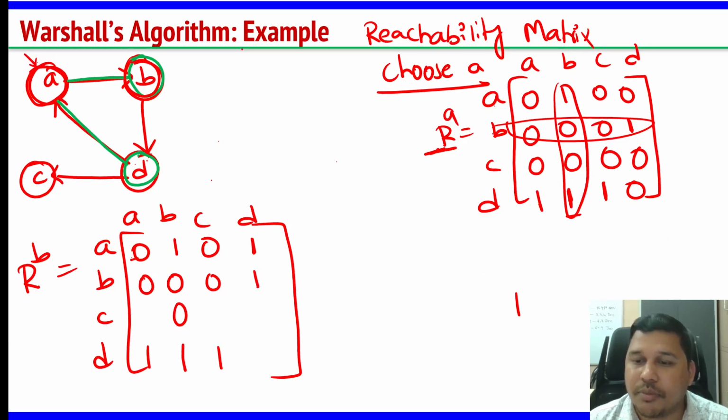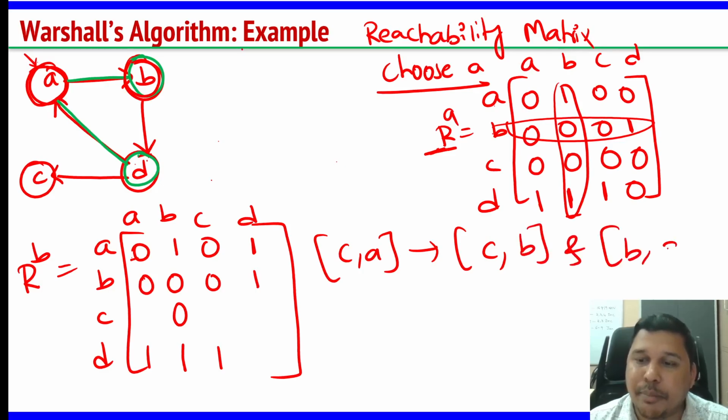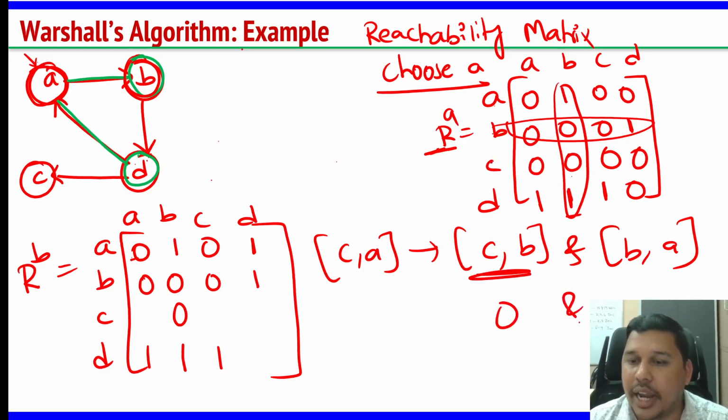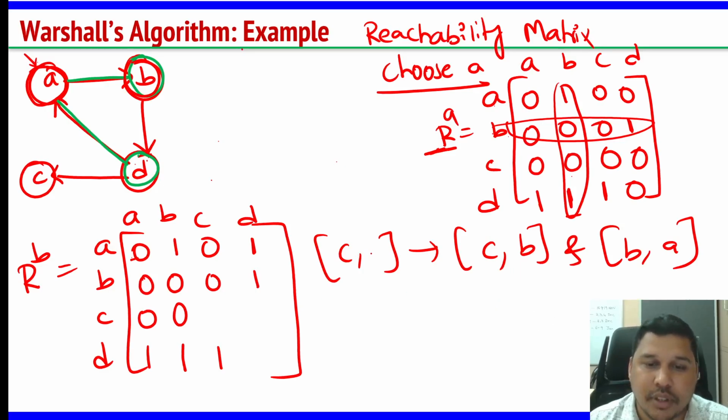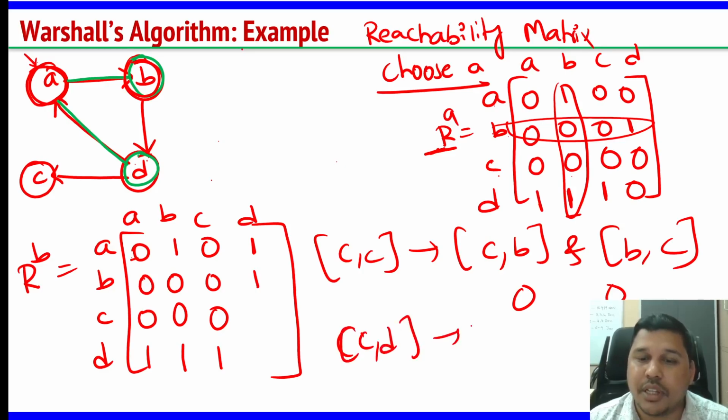Okay. Next, we have to fill C to A. Here I am using B as my intermediate, C to B and B to A. What is the C to B value? Here C to B is 0 and B to A is 0. Anyhow, this is 0, we cannot fill this. Next, from C to C, that is C to B and B to C. C to B is 0, B to C is also 0. So this is 0.